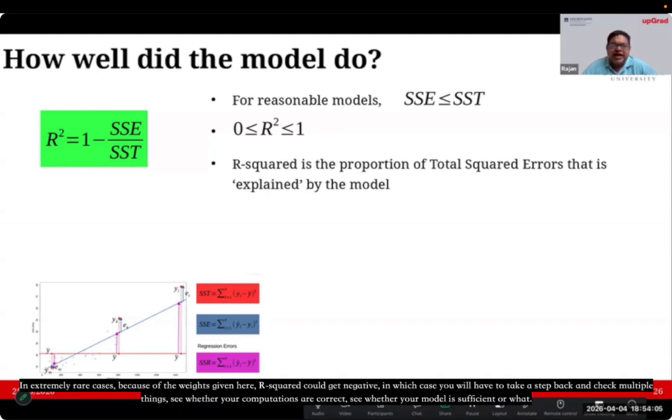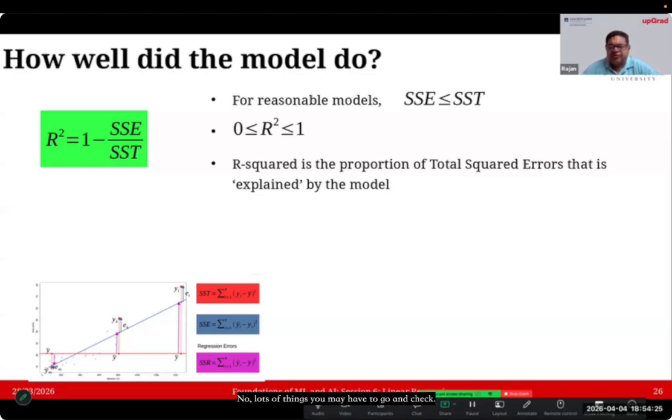In extremely rare cases, I think because of the way it's given here, R squared could get negative, in which case you will have to take a step back and check multiple things. See whether your computations are correct, see whether your model is sufficient, or what happens. Lots of things you may have to go and check.